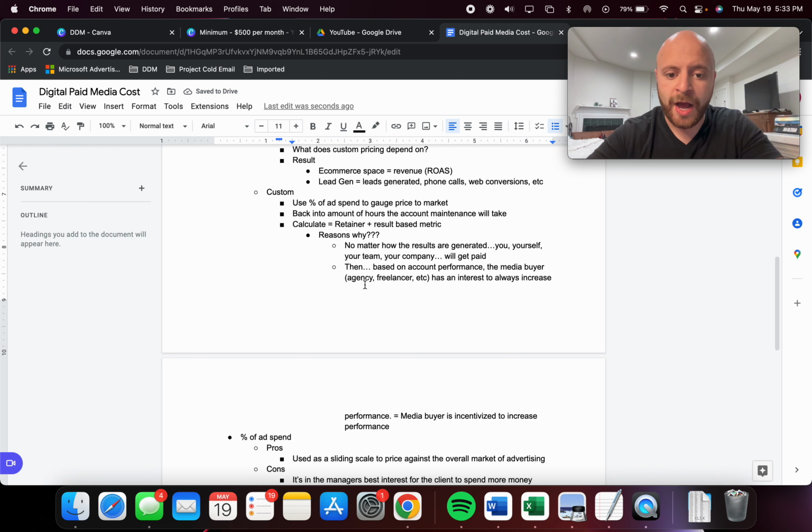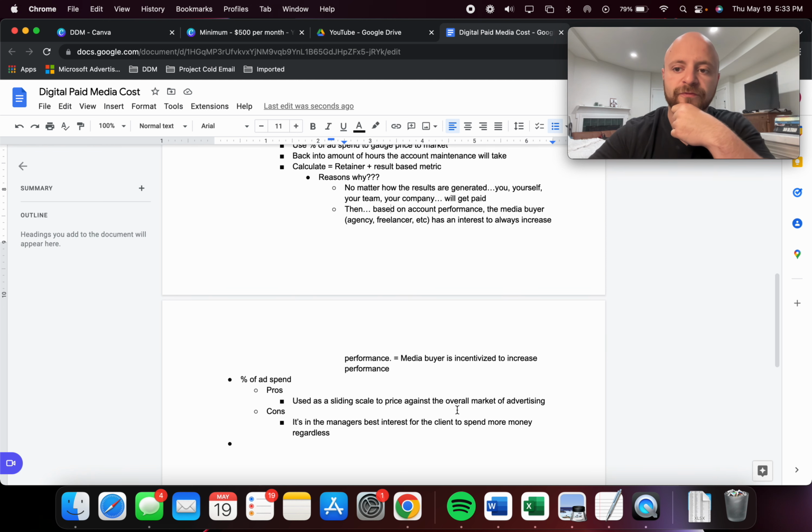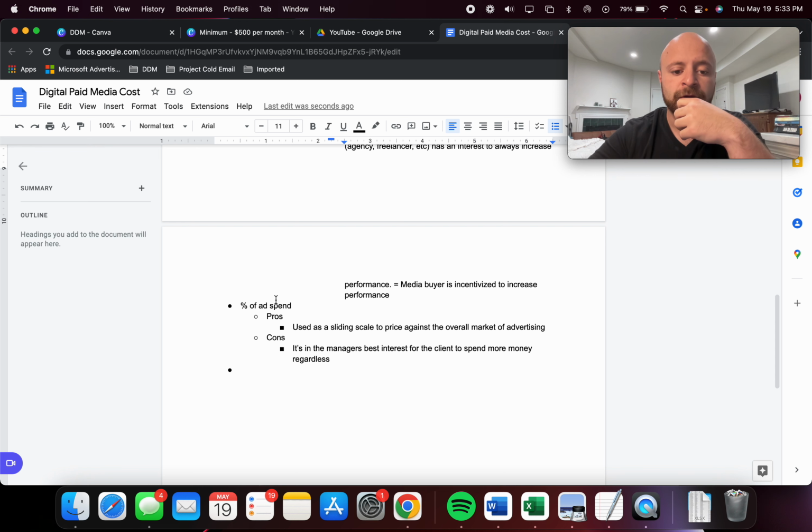Here's your reasons why. No matter how the results are generated, you yourself, your team, your company will get paid. Then, based on account performance, the media buyer has an incentive to always increase account performance. That is the best model.